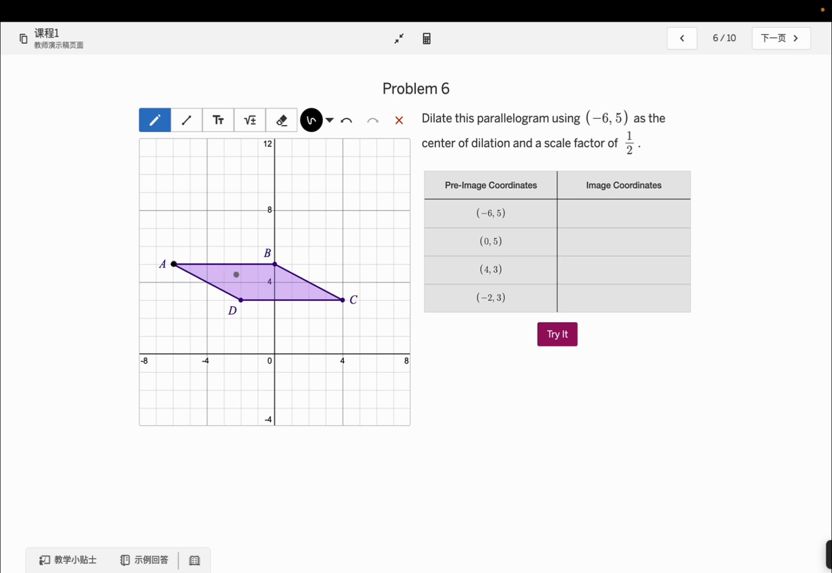B is 6 units right from A, so if we have a scale factor of half, then it will be half the distance, so this will be B prime. And for C prime, C is 10 units right and 3 units down. Oh, sorry, 2 units. So that will be right here. And for D prime, it will be here. Now let's check it.